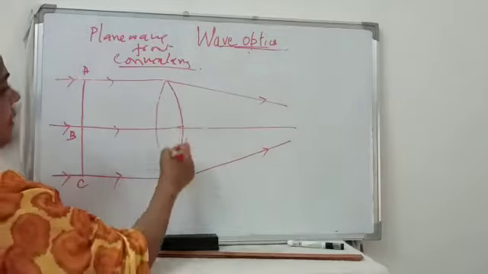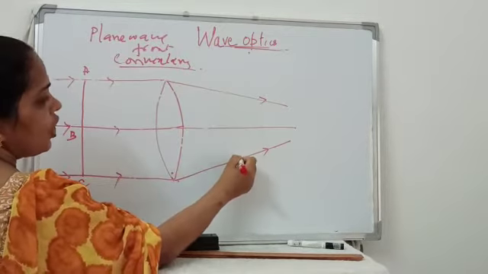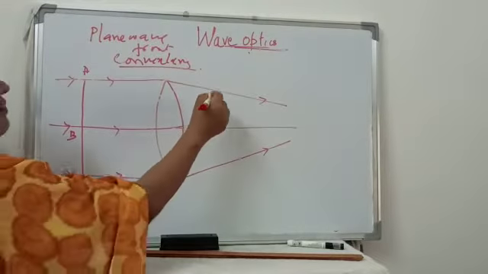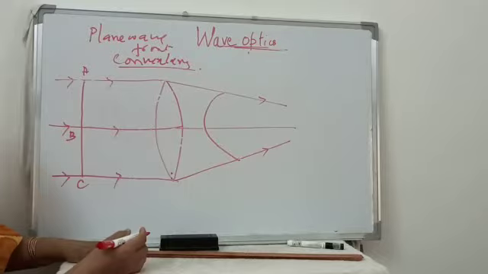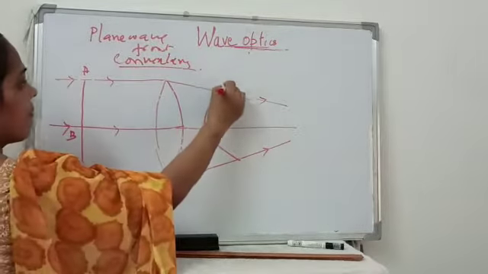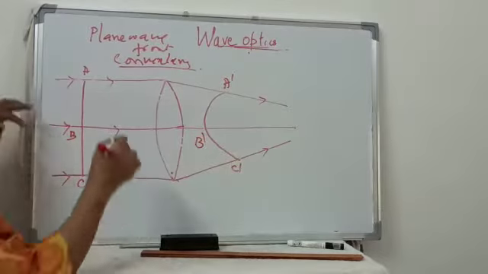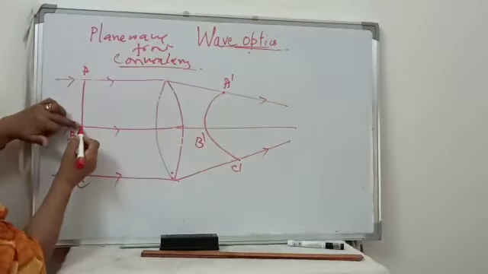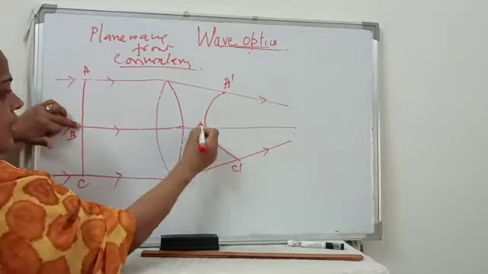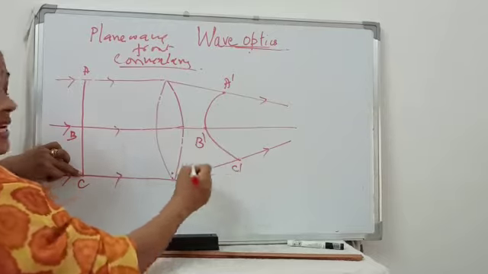Now if you consider the points A and C, comparatively, they travel a longer distance. The envelope of all these points will give rise to a spherical wavefront. So you can mark it as A dash, B dash, C dash. The time taken for A to reach A dash must be the same as the time taken for B to reach B dash, which is the same as the time taken for C to reach C dash.